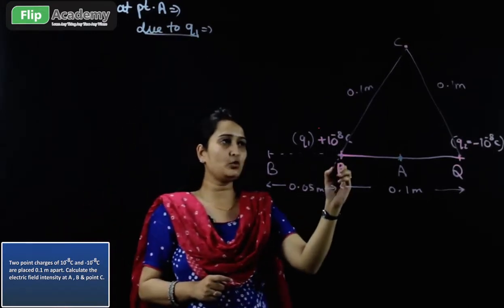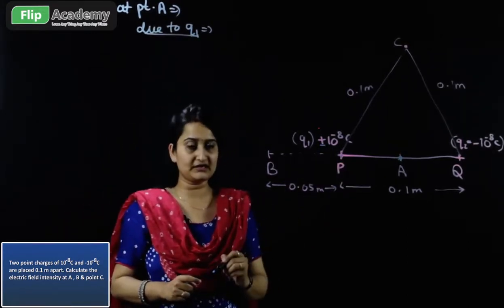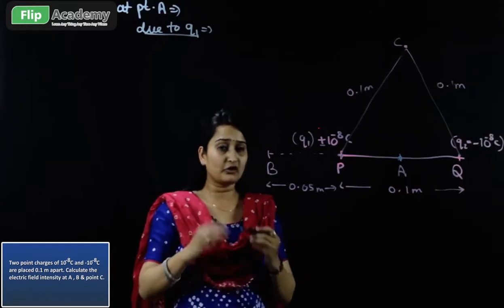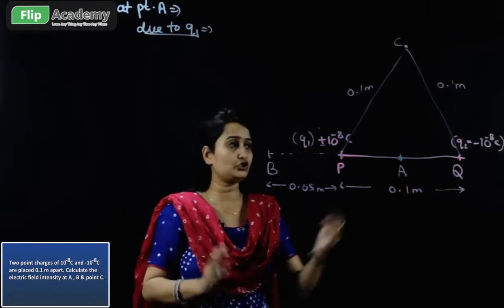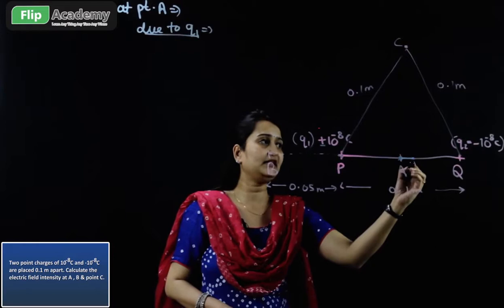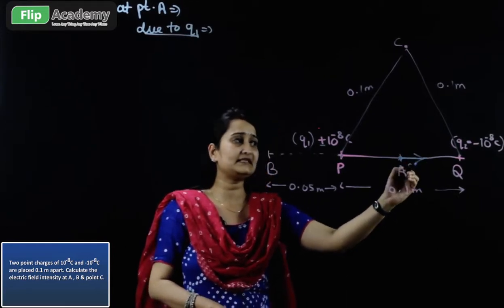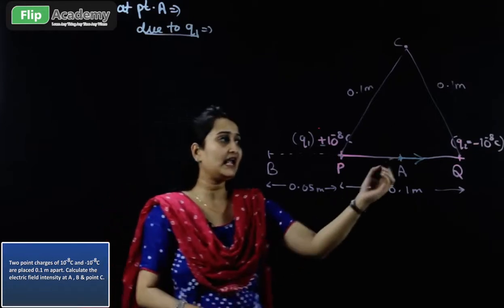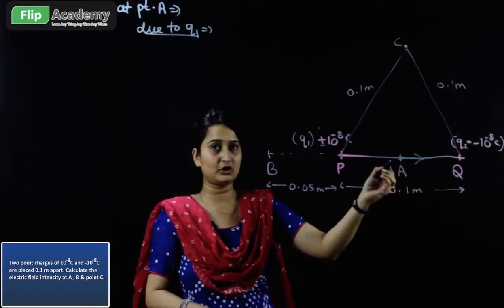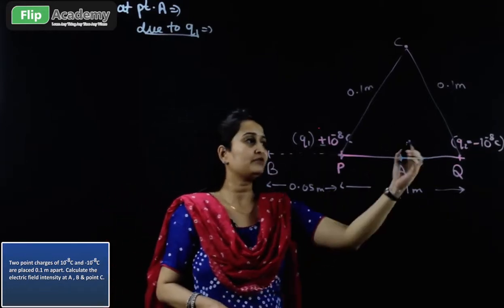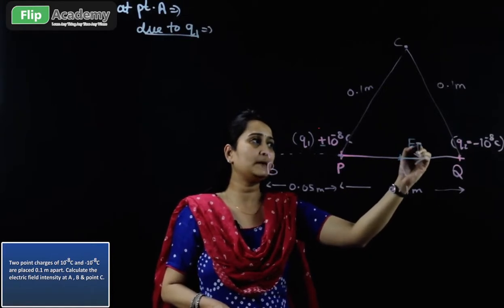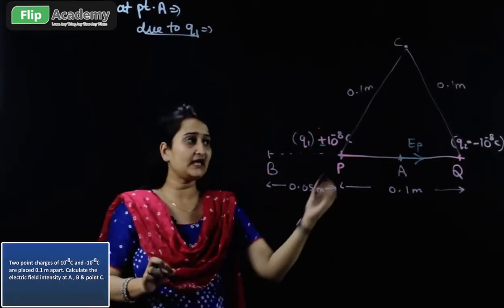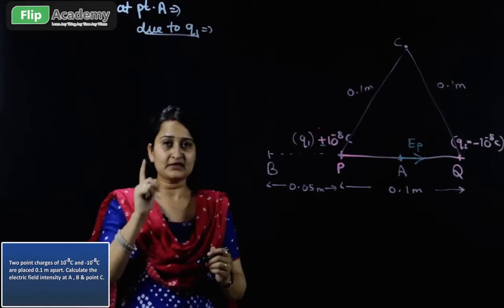Okay, so this is Q1. The polarity is positive in this condition. That means, what is the electric field intensity in this condition? It is outward. At point A, if I am talking about the electric field intensity due to Q1, that is plus 10 raised to the power minus 8, it is outward, okay, because the nature is positive. So, let us represent it by EP. EP is the electric field intensity due to the point P.